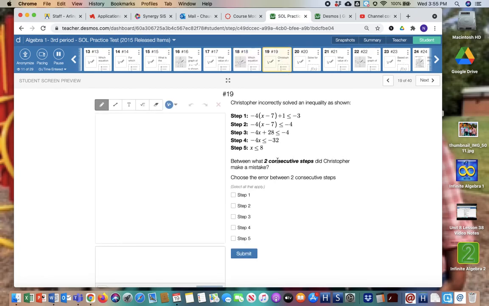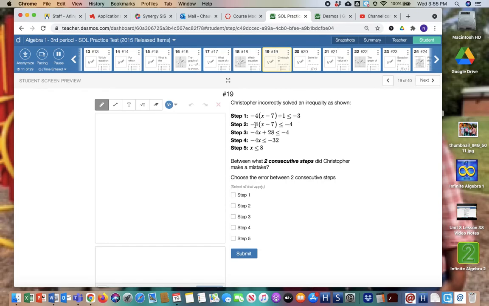All right, here we go. So Christopher incorrectly solved this. Here we're going to have to actually go through and do the work, right? Because it says, between what two consecutive steps did Chris make a mistake? Okay. All right. So what should he have done here first? He should have subtracted 1 from both sides. So that looks good. But then what's the next step?